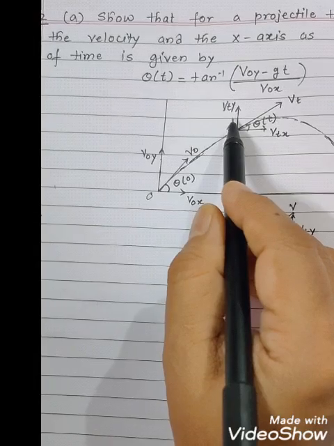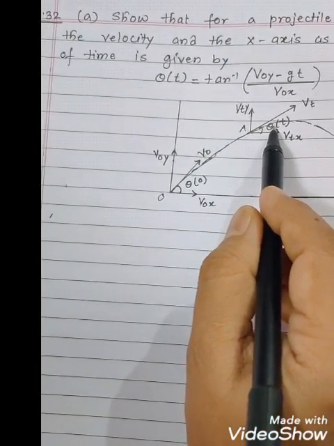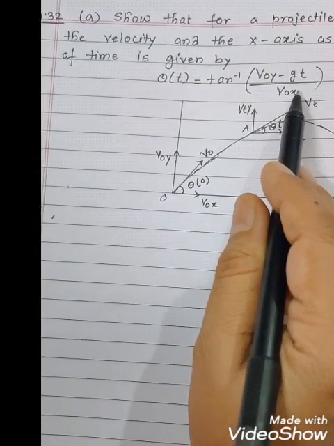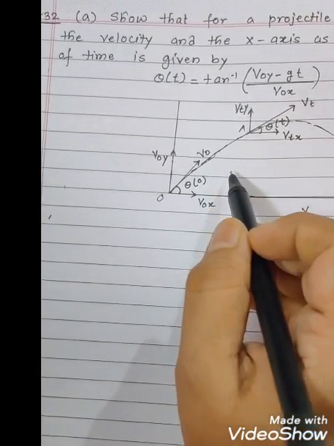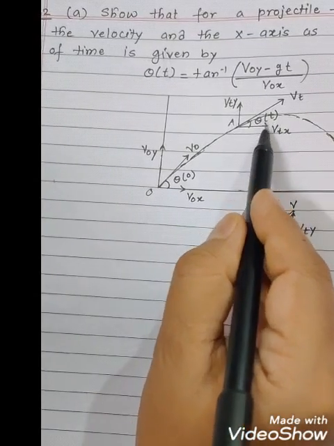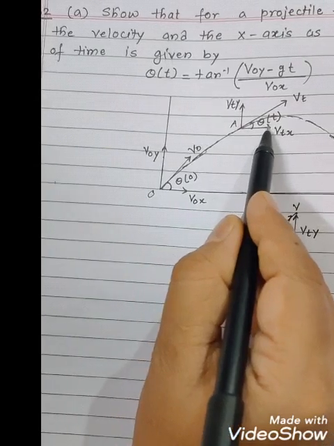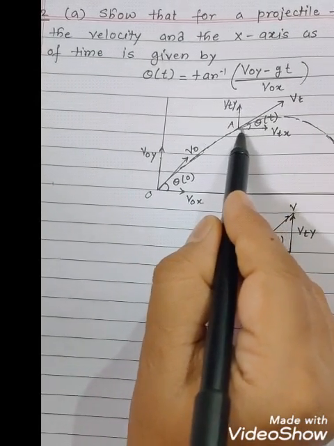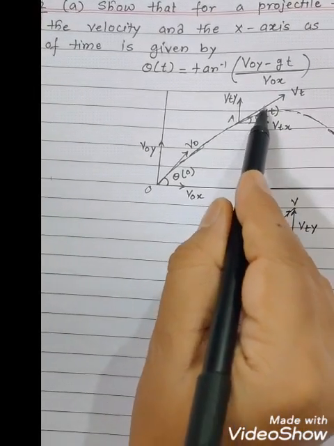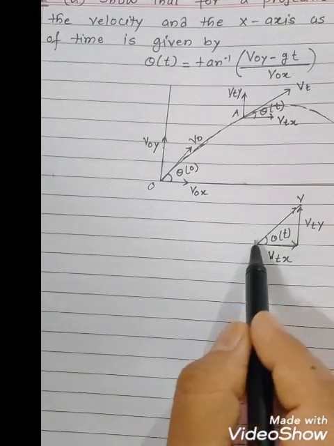Now we have to prove that here the angle theta t must be equal to tan inverse of (v0y minus gt) upon v0x. To prove this, we'll see here. From here we will draw the triangle that you can see. This is the point A, one more point representing vtx, and we'll draw a perpendicular here. So when we draw the perpendicular, the triangle looks like this.